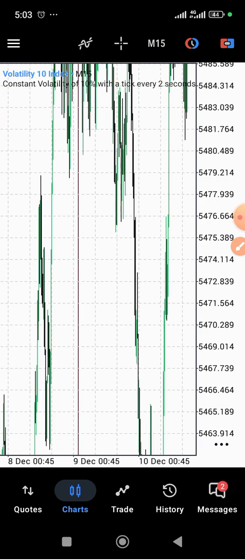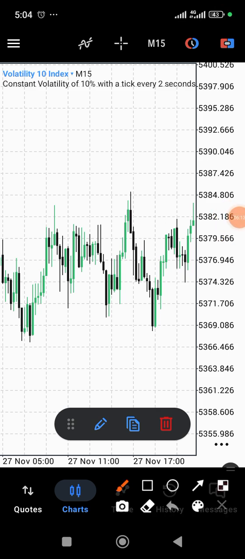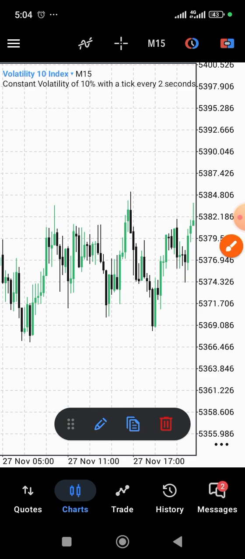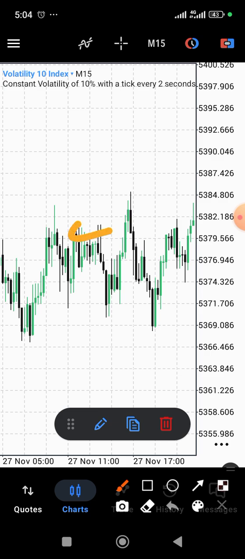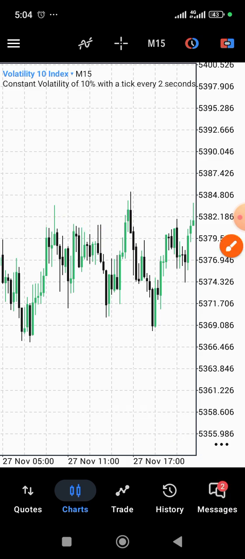So let me see if there's another example. Look at this. You can see that these are lower highs. This one is a lower high compared to the first high, but they are relatively equal highs. And look at how closely packed they are. Are you seeing how closely packed they are? So you can simply use your tool to draw your line like this.